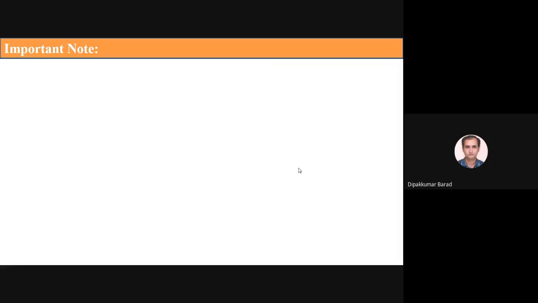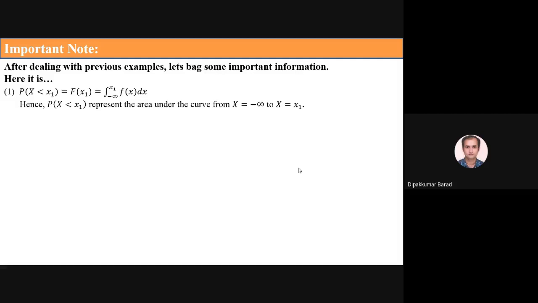Now, some important notes. After dealing with the previous example, let's make some important points here. Suppose the probability of x less than x1 is nothing but the cumulative F of x1. This is a continuous distribution, so the cumulative distribution is the integral from minus infinity to x1 of f of x dx. Hence P of x less than or equal to x1 represents the area under the curve from x equal to minus infinity to x equal to x1.